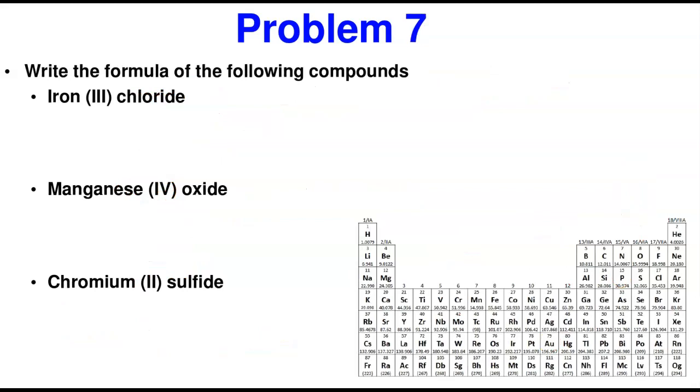And again, now what do we do? The first one we got the names and we wrote the formula. Now we got the formula and we wrote the names. Now we have the names, and we want to put them to their formula as usual. These are easy to do because they tell you what the charge is.